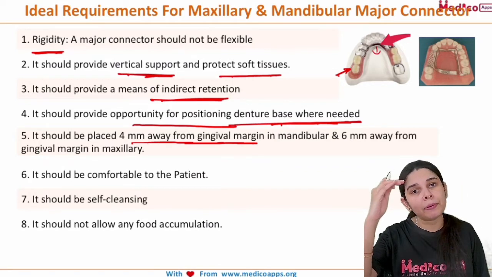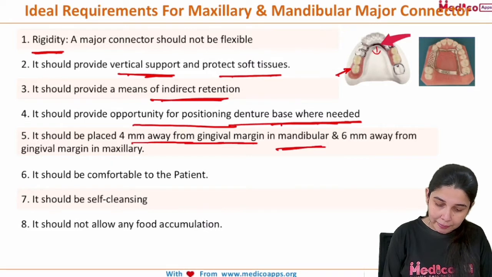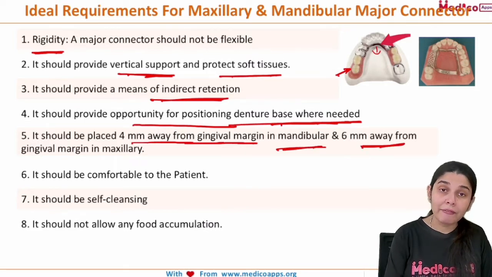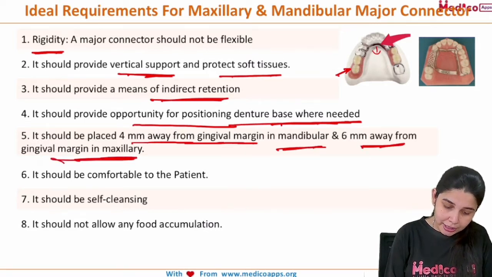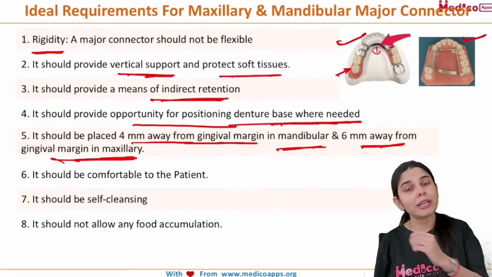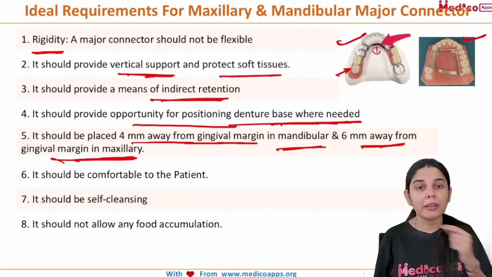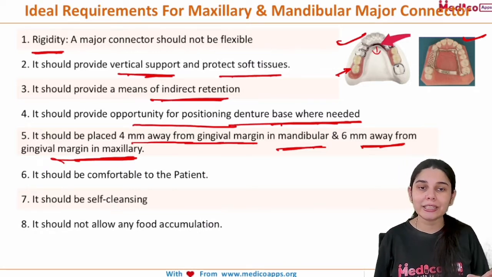That means the upper border should be 4 mm away from the gingival margin in the mandible and 6 mm away from the gingival margin in the maxillary. So this is a maxillary major connector, and this is a mandibular major connector. And here the ideal requirement is that the gingival margin, in the mandible, should be 4 mm away, and in the maxillary, it should be 6 mm away.